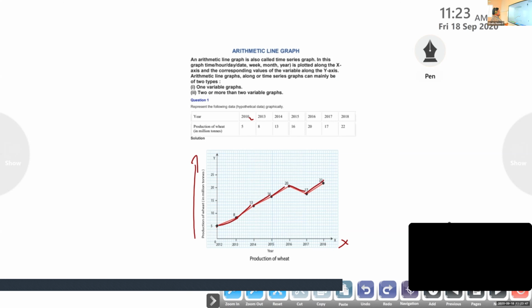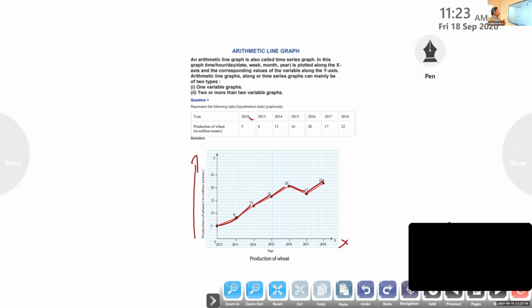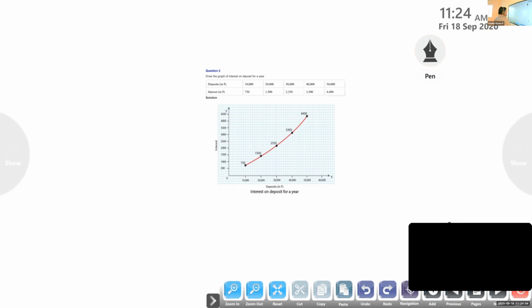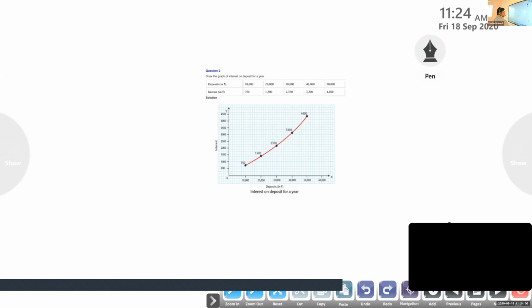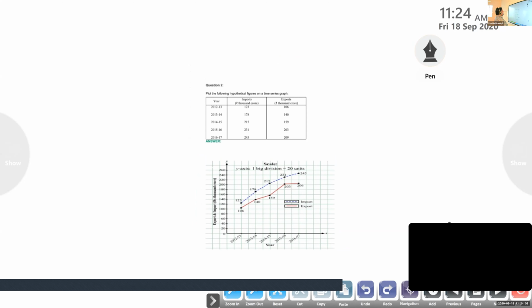So the question is, what do you mean by an arithmetic line graph? An arithmetic line graph is also called a time series graph. In this graph, time, hour, day, date, week, month, year is plotted along the x-axis, and all other corresponding data along the y-axis. Basically, we use this time series graph to compare two different sets of data, and it is easy to compare them using an arithmetic line graph.